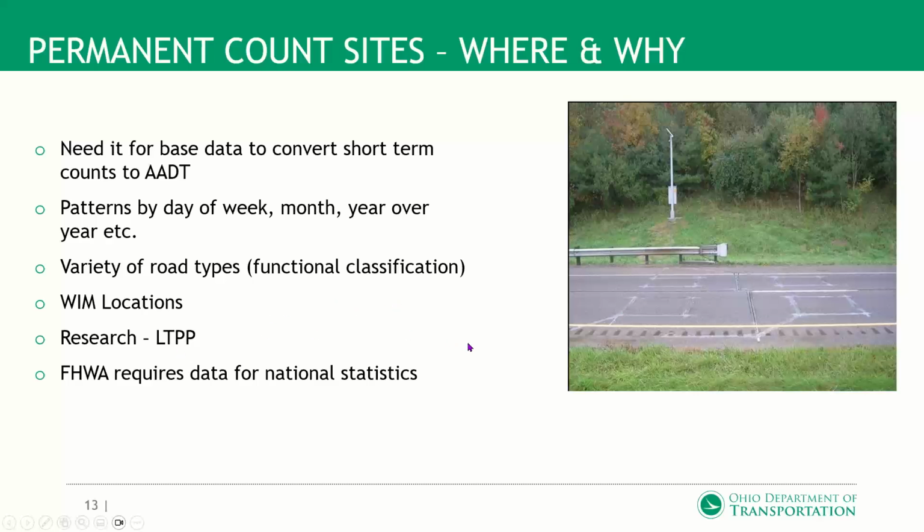Like I said, we try to scatter these to represent different areas. We have some that are WIM locations, which are weigh-in-motion. We have some that are for a long-term pavement program, to look at the vehicles on those. And then we do this because we have to report a lot of data for national statistics.